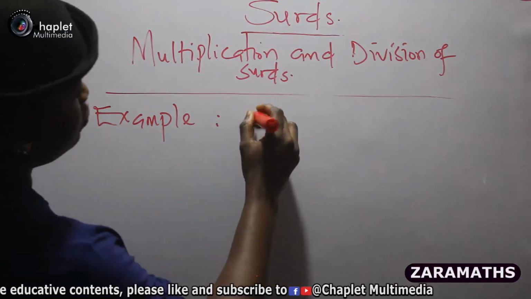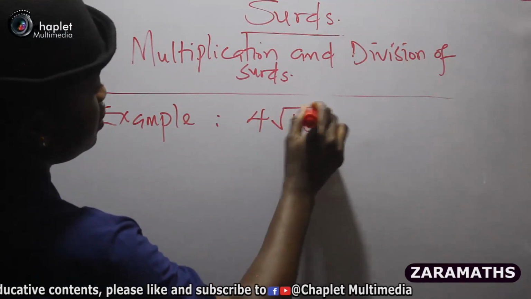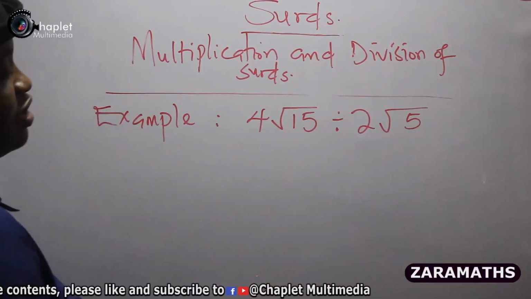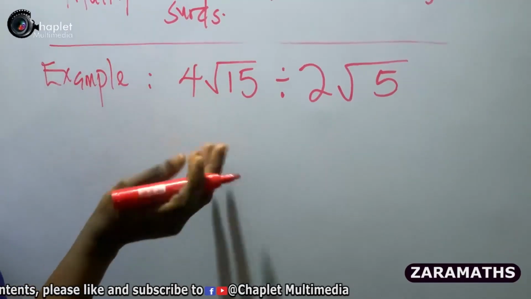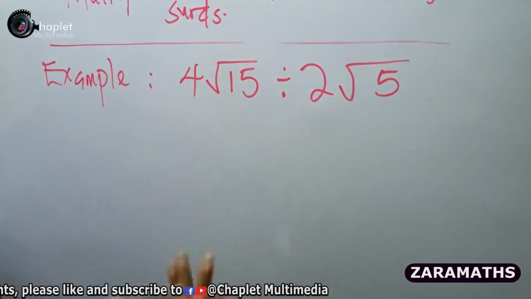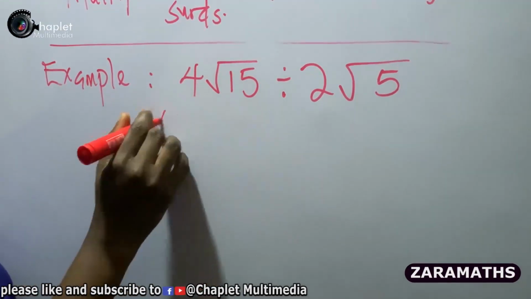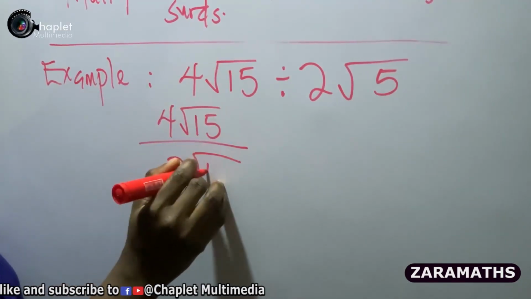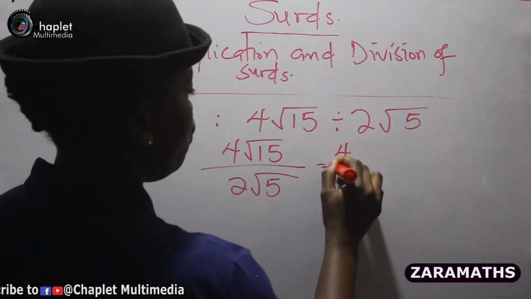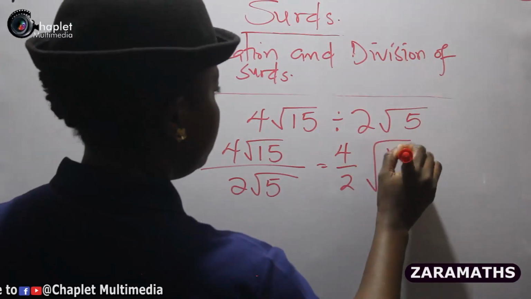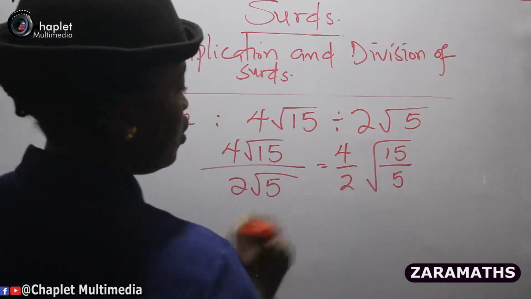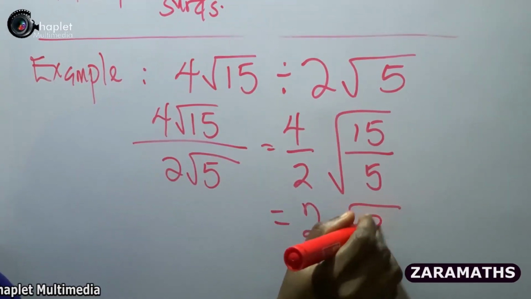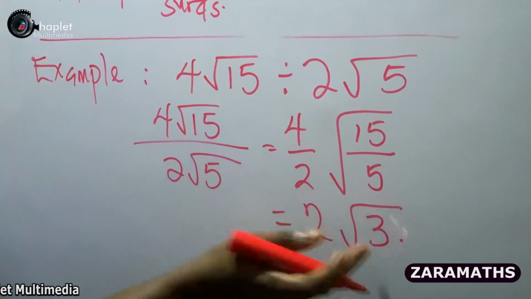Another example, 4 root 15 divided by 2 root 5. In this case, you apply the principle. So 4 root 15 over 2 root 5 becomes 4 over 2, root 15 over 5. So 4 divided by 2 will give us 2, and 15 over 5 will give us 3. So this is 2 root 3.